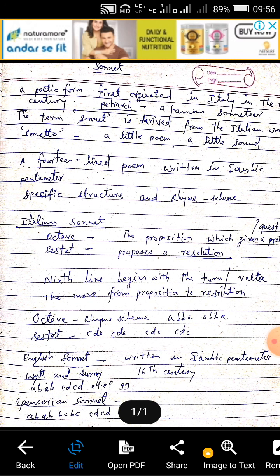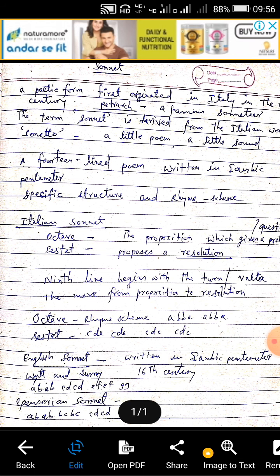Iambic pentameter is the meter which consists of 10 syllables, and these 10 syllables are in 5 pairs of 2 syllables, unstressed and stressed. That is the pair. The sonnet has a specific structure and rhyme scheme.